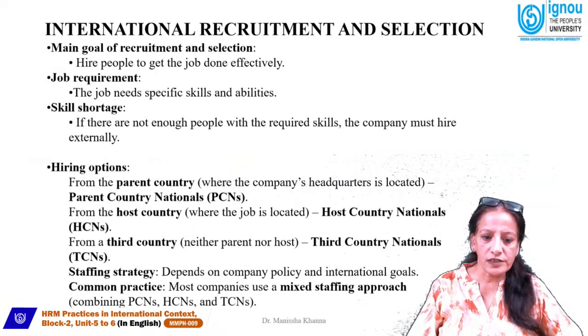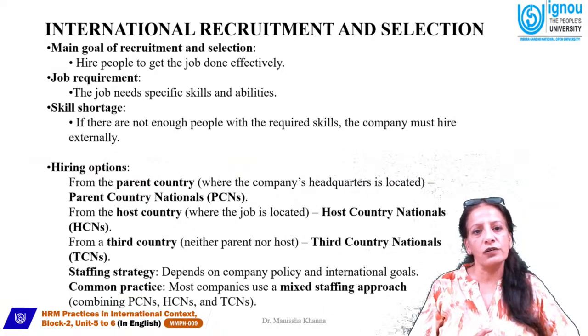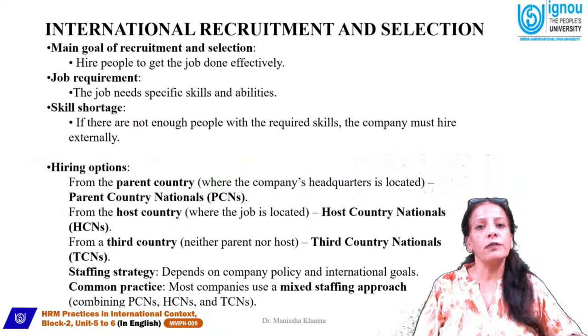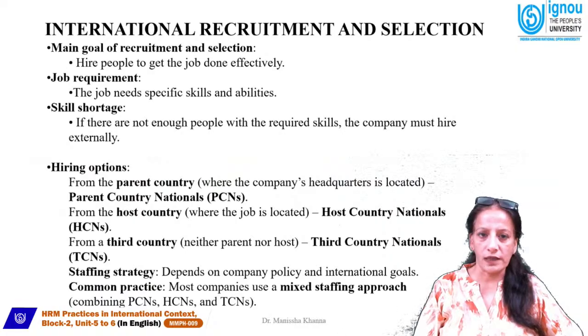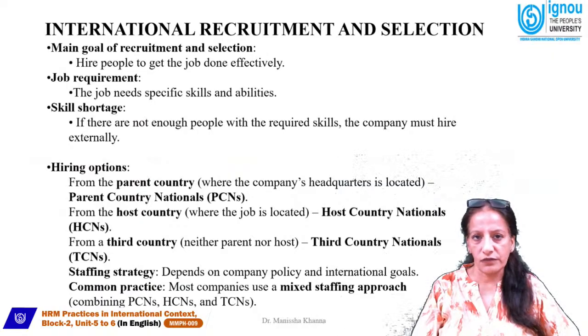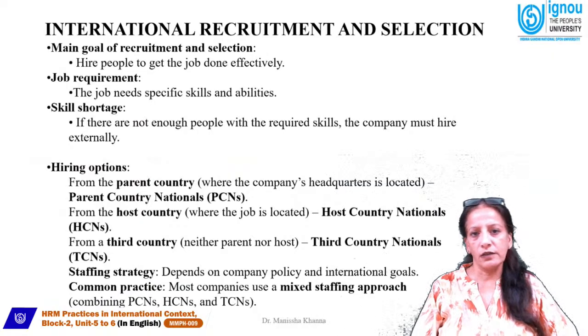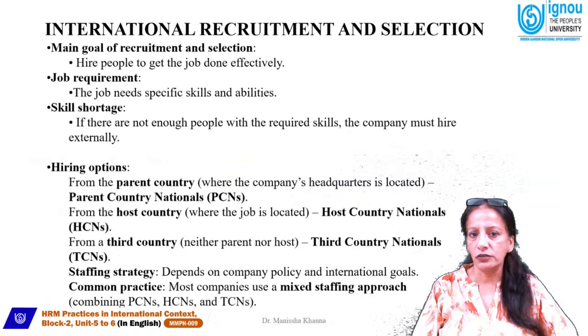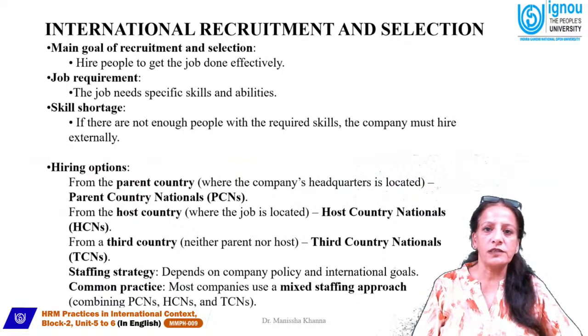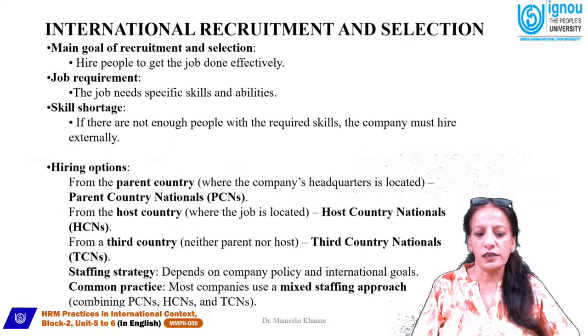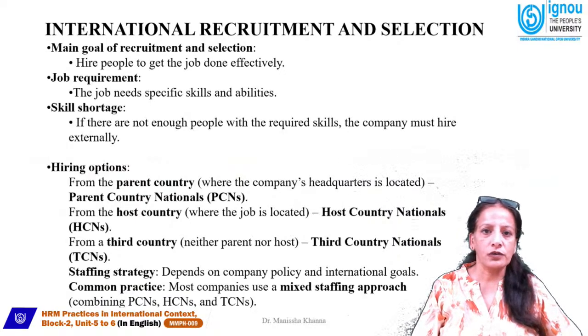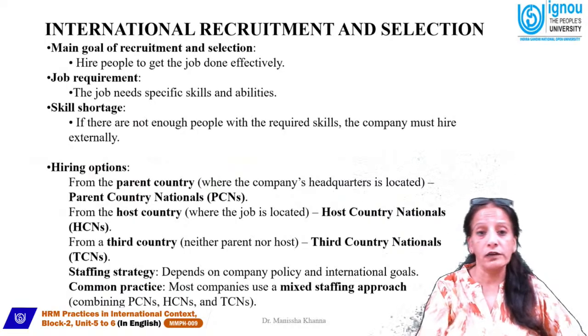So the staffing strategy is very clear. It depends on the company policies and organizational goals. It should match with the international goals as well. The common practice is that most companies use a mixed staffing approach. They want the best candidate, the best person for their designed job description. So they go either by PCN or HCN or TCN, depending on the availability of the candidates as per the organization's goals and the skills required for that particular role.